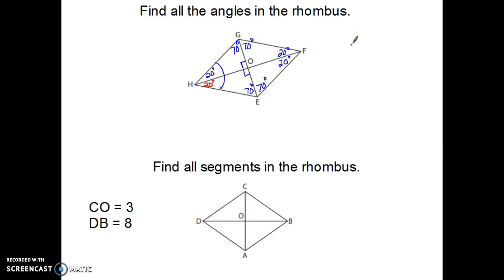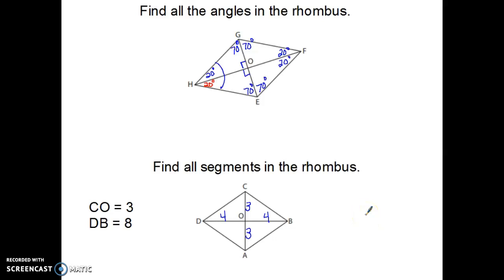In the example below, I gave the length of two segments. So this segment has a measurement of 3, which means because it's a parallelogram and diagonal lines are bisected, segment OA is also a 3. My full segment D to B equals 8. That means just from D to O is 4 and O to B is 4.